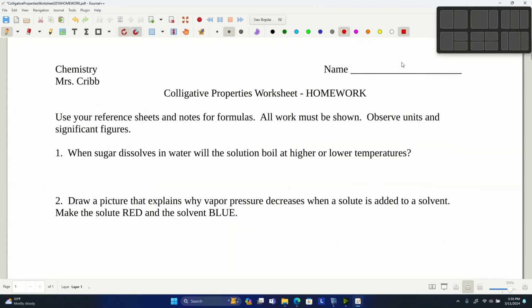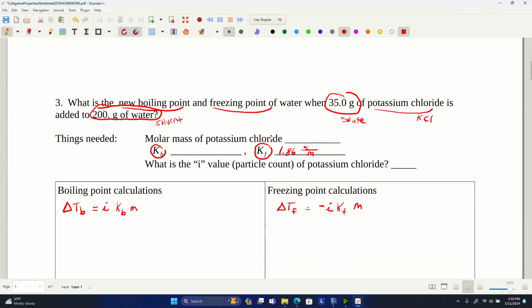All right, so let's scroll back down here. This is 0.512 degrees Celsius over molality. These things right here you find for the solvent. So that's one reason it's important to know which one is which. Now the I value you find for the solute.